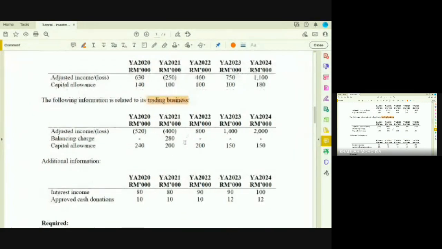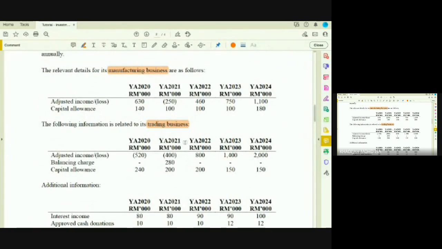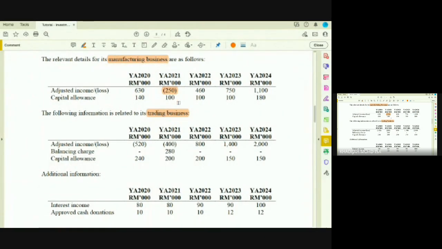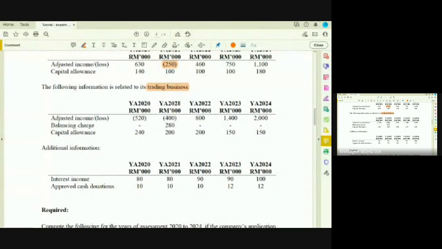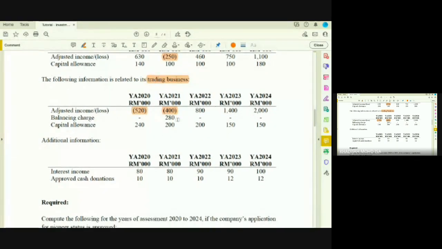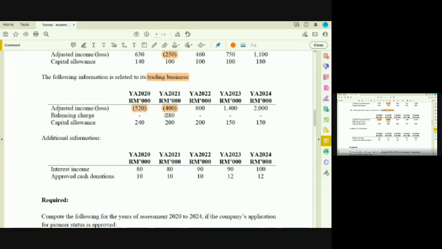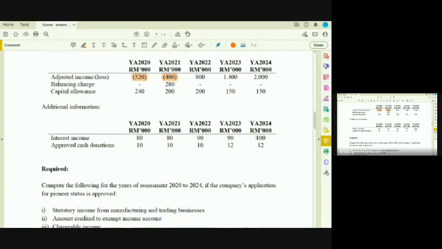So now you are given 5 years, 2 businesses, and you have adjusted income and loss. Whenever you have a negative here, it means that there is a loss. You're having adjusted loss rather than income. For the trading business, you have 2 losses, 520 and 440. Remember, you have 2 years that you have losses, and then you have a balancing charge in 2021, and then you have capital allowance. Additional information, you also have interest income and approved cash donation.